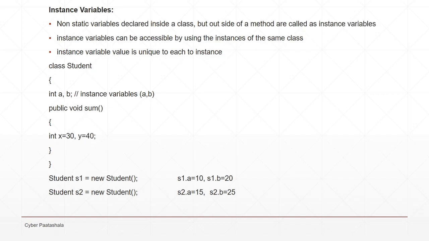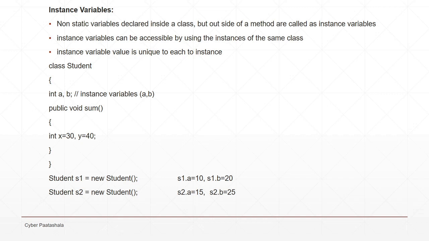Here we have an example, class student. Inside the class I declared two variables, int a, b. I also declared a method sum inside the class student. I declared two variables x and y inside the method sum. I closed my method and I closed my class. Here the variables a and b are declared inside the class but outside the sum method, so we call a and b instance variables. And I also declared two variables x and y inside the sum method, so we call x and y local variables.